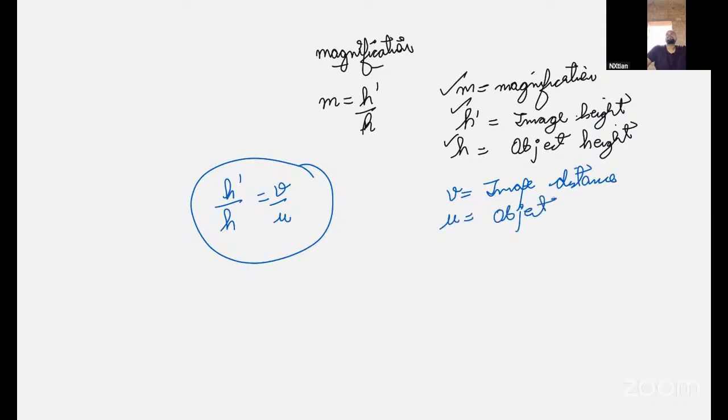So, what is the difference between the lens formula and the mirror formula? Minus, plus difference. Nothing else. In the mirror formula, it was 1 upon f is equal to 1 upon v plus 1 upon u. That is the mirror formula. In the lens formula, it's 1 upon f is equal to 1 upon v minus 1 upon u. Got it?